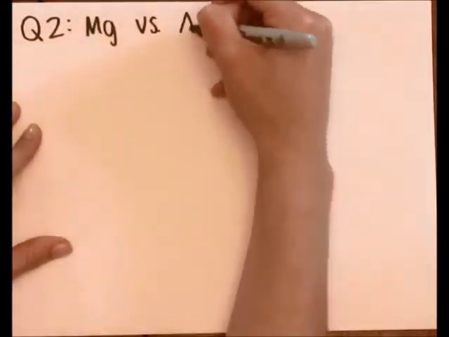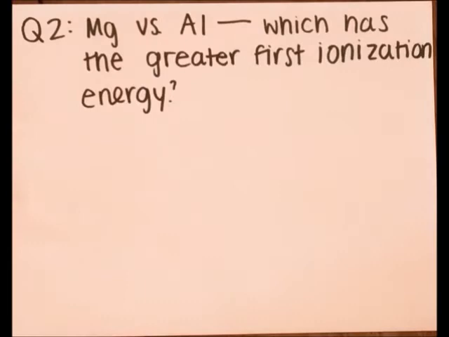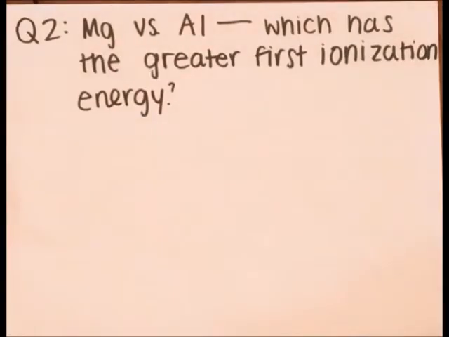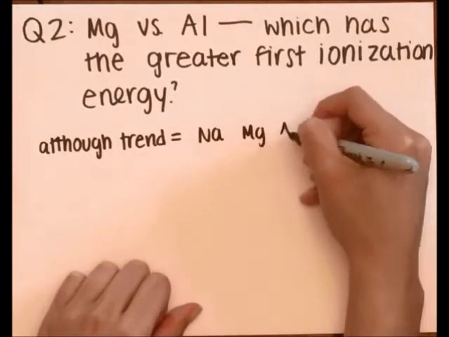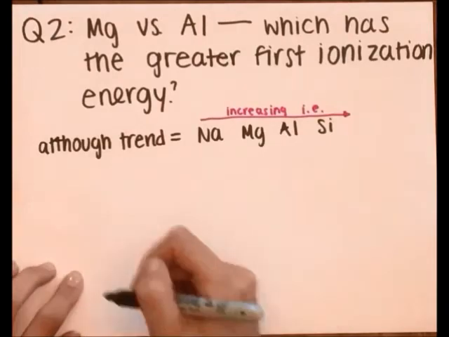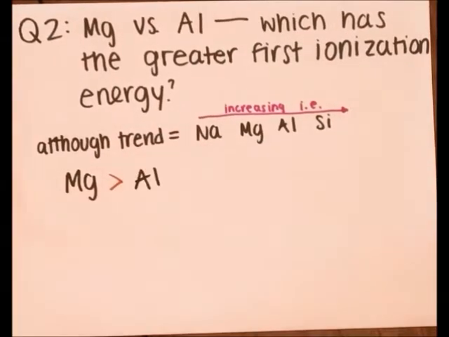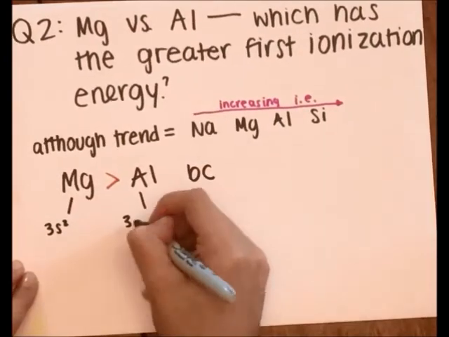Question 2. Given magnesium and aluminum, which element has the greatest first ionization energy, and why? This might seem like a trick question, but we just talked about it. Magnesium is a group 2A element, and aluminum is a group 3A element, so they have an exception to the general increasing rule.